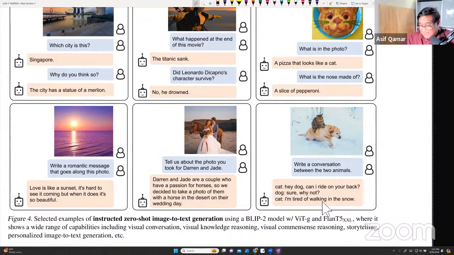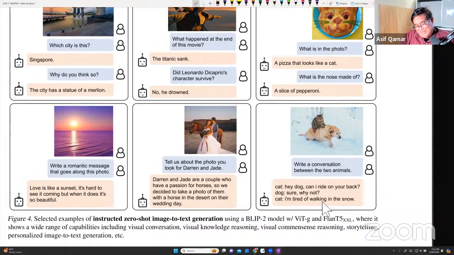Let's read the next one. Write a romantic message that goes along with this photo. Guys, can you imagine that machines can do it today? And it comes up like this. Rather cheesy writing, but love is like a sunset. It's hard to see it coming. But when it does, it's so beautiful. Right?